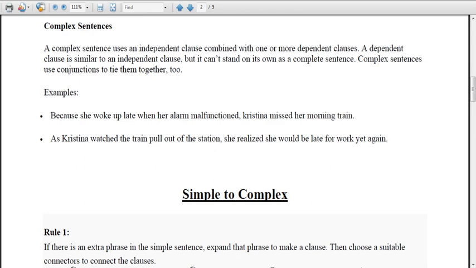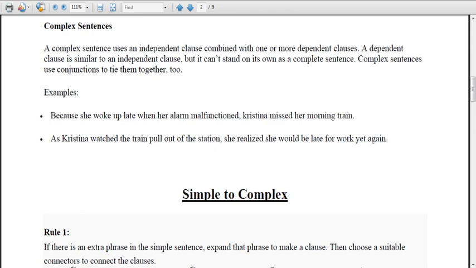A dependent clause is similar to an independent clause, but it cannot stand on its own as a complete sentence. So we understood that a dependent clause is like an independent clause, but it cannot stand alone. It cannot express its meaning alone, and it depends on the independent clause for its expression. And complex sentences use conjunctions to tie them together too. So like the compound sentence, here also conjunctions are used as connectors, linkers.